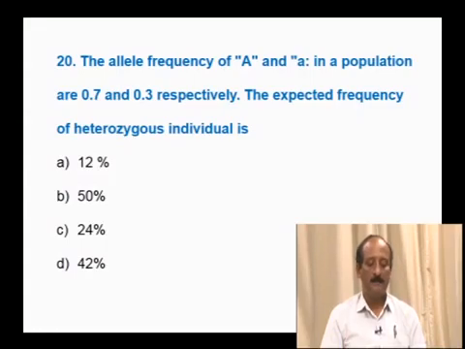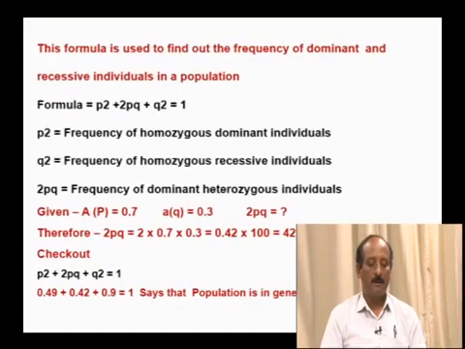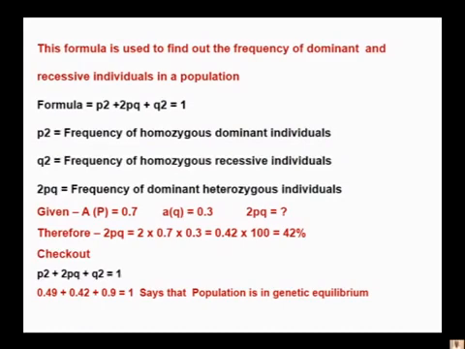See, to calculate the frequency of heterozygous individuals, we use the formula p square plus 2pq plus q square equals 1. Here p square is the frequency of homozygous dominant individuals, q square is the frequency of homozygous recessive individuals, and 2pq is the frequency of heterozygous individuals. Here the frequency of the dominant allele, that is A, is given, that is 0.7. The frequency of the recessive allele, that is small a, is 0.3. Then we have to find out the frequency of heterozygous individuals.